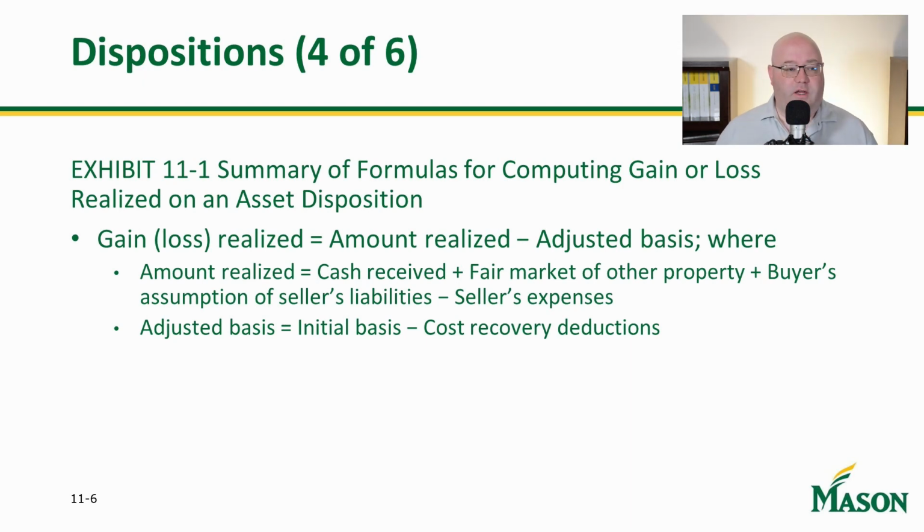Exhibit 11.1, summary of formulas for computing gain and loss. I'll let you go ahead and take a look at that. The gain or loss, again, is going to be amount realized minus adjusted basis. And the amount realized is going to be what it is up there. And then the cost basis, the adjusted basis, is that. This is pretty much it in a nutshell.